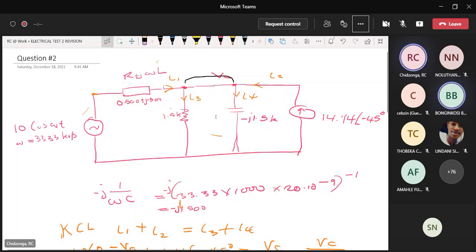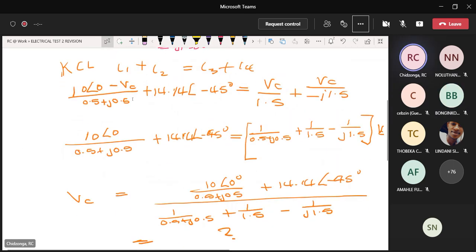You get it? Yes, I get it, sir. It's a common point, so there's only one voltage there. Any question? All right, let's go to number 3.